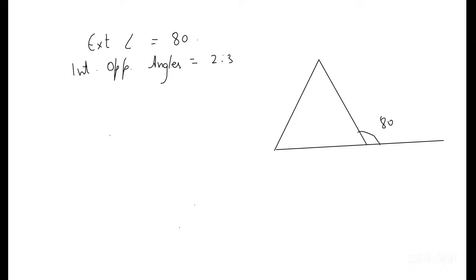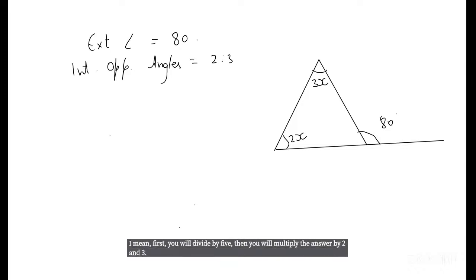This is in the ratio of 2:3, so it becomes 2x and 3x. Ma'am, now are you going to take the actual sum of the three angles of the triangle, which is 180, and subtract 80, and then multiply the answer with 2 and 3? No, Ananya, first you will divide by 5, then you will multiply the answer by 2 and 3. Ma'am, I understood how to say that.